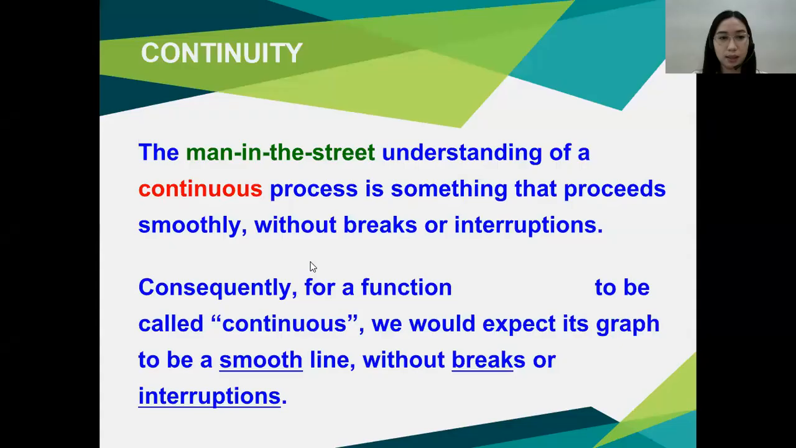So what is continuity? In layman's terms, it is a continuous process. A continuous process is something that proceeds smoothly without breaks or interruption. Consequently, for a function y is equal to f of x to be called continuous, we would expect its graph to be a smooth line without breaks or interruptions. Based on that definition, continuity means it does not stop, an ending without breaks and interruptions.